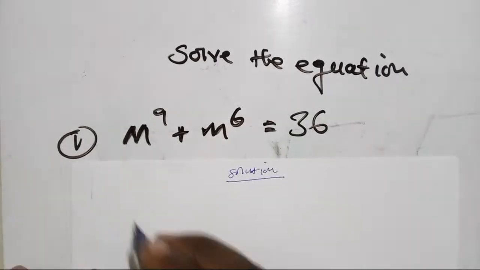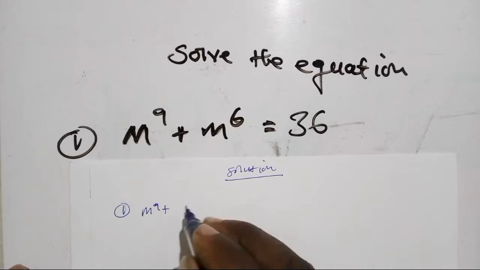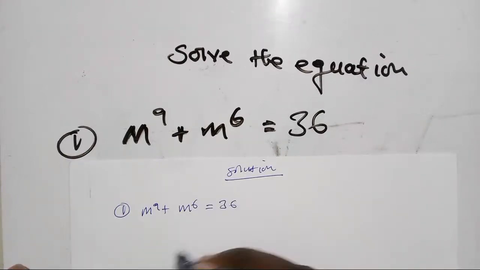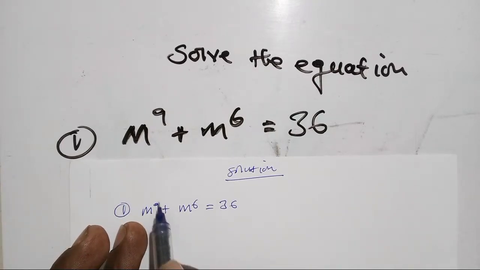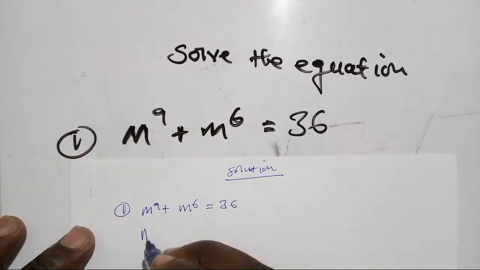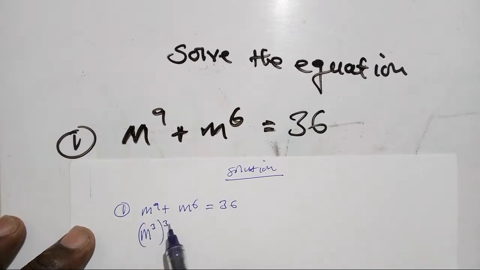We have to write the equation first. We have m power 9 plus m power 6 equals 86. So now let's try to break down these powers into smaller powers, in which we are going to say m power 3 to the power 3. This one you can say 3 times 3, which is 9, right?